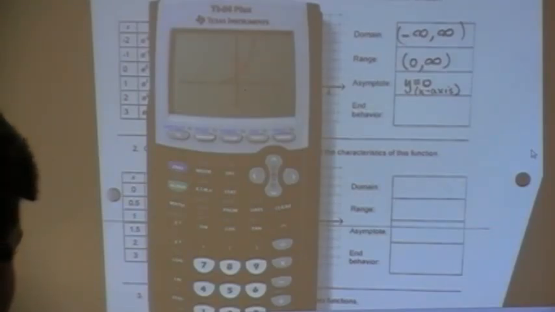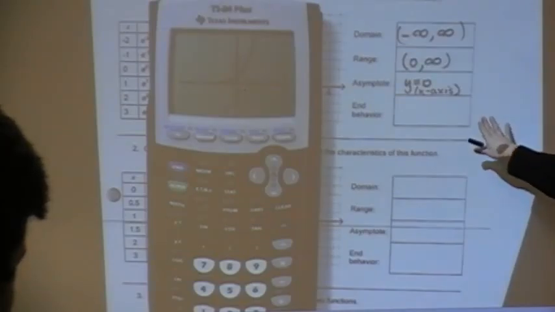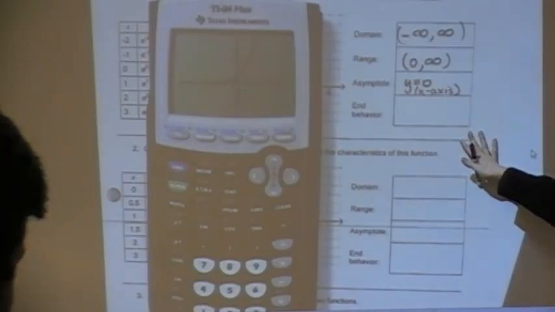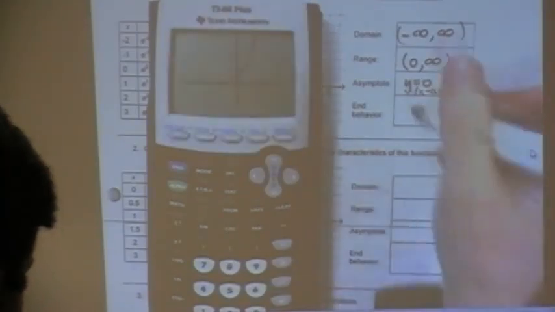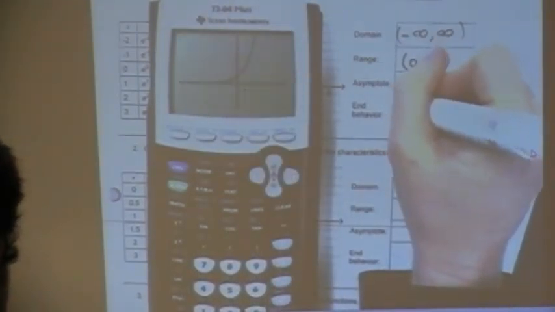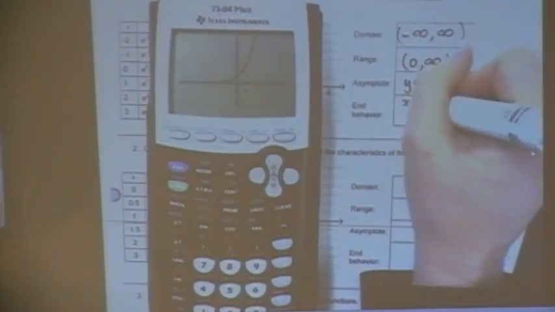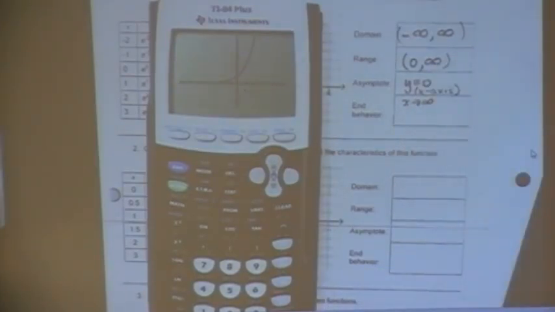So real quick, end behavior is just what are the ends of the graph doing? We read in the United States from left to right, but not everybody does. And graphs can actually be read both ways, from left to right and right to left. So that's what the end behavior thing is all about, is just what are the ends of the graph doing?